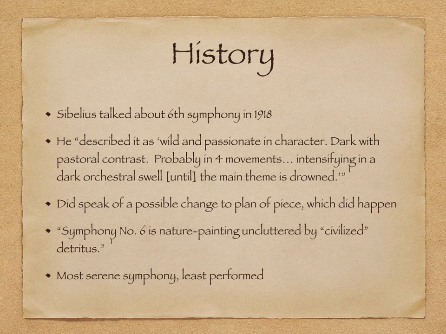Sibelius talked about a possible 6th symphony in 1918. He described it as, quote, wild and passionate in character, dark with pastoral contrast, probably in 4 movements, intensifying in a dark orchestral swell until the main theme is drowned, end of quote. He did speak of a possible change to the plan of the piece, which did eventually happen.